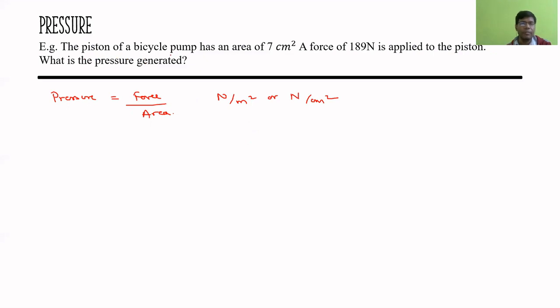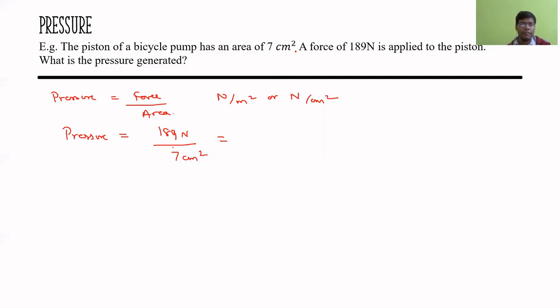The piston of a bicycle pump has an area of 7 centimeters square. A force of 189 newtons is applied to the piston. What is the pressure generated? So he's asking us for pressure. Let's write down: pressure is equal to force by area. Force is 189 newtons, area is 7 centimeters square.